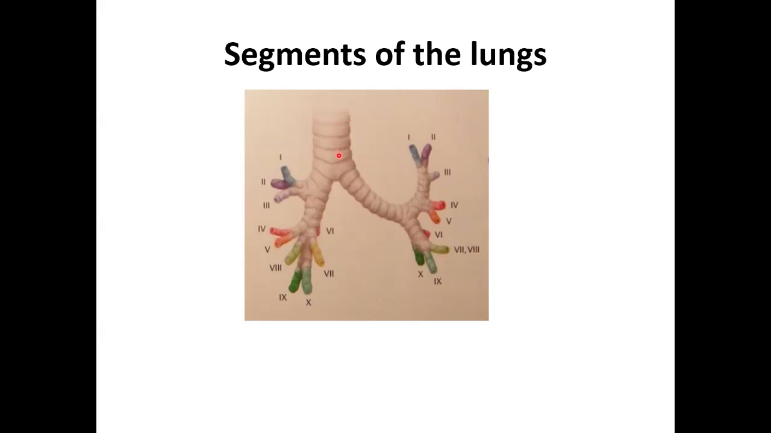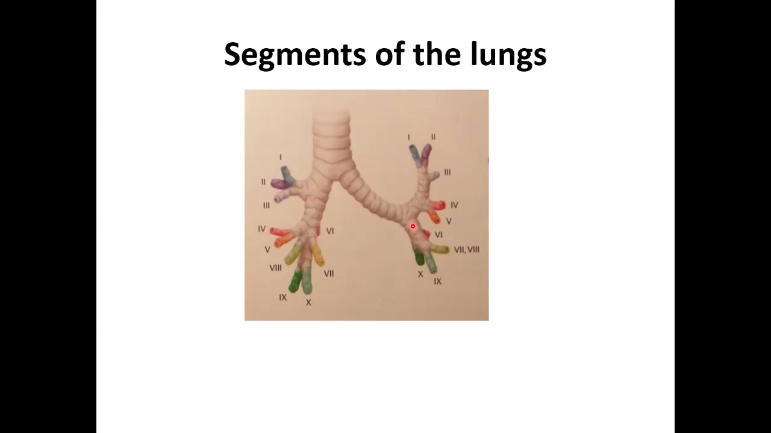And from the left side, we also can demonstrate, this is left superior lobar bronchus, and this is left inferior lobar bronchus.